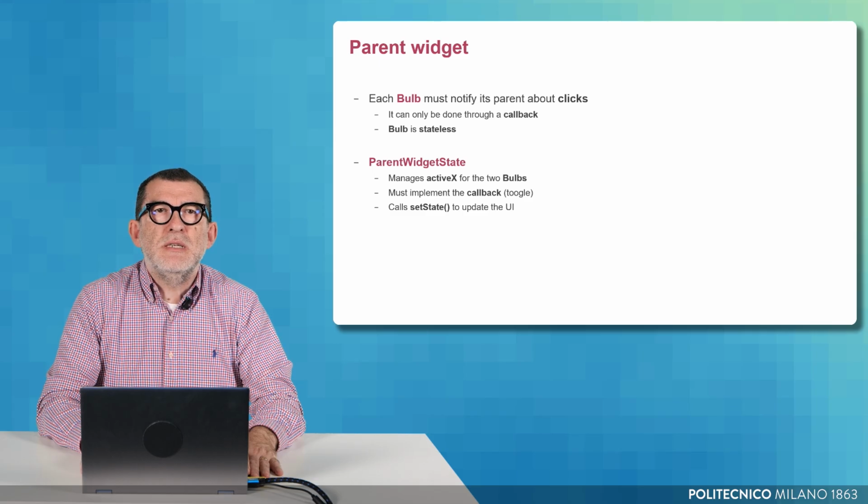In this scenario, the parent plays a key role, as it is the stateful component in charge of managing the two different state regions. This means it handles the state elements, in this case active 1 and active 2 for the two bulbs, and it is also responsible for implementing the callback called toggle, which is then provided as a reference to the two children. Additionally, it is responsible for calling setState to ensure that as soon as the state changes, the UI is properly rendered and kept in sync.